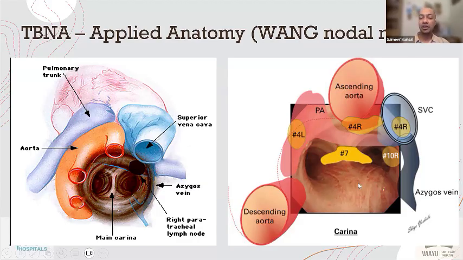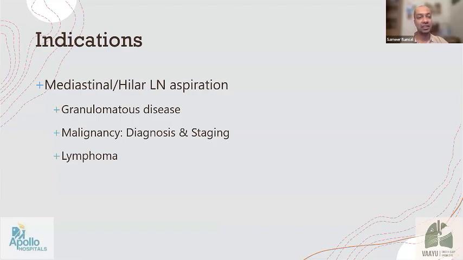The figure on your right, sorry, on the screen shows your nodes in relation to these vessels. Why is this important? When you do this conventional TBNA, you are blinded. You are going across your trachea and bronchi not knowing exactly what lies there. Having some knowledge of what vessels and nodes are there will give you a fair degree of confidence that you're not inadvertently going to hit a vessel.